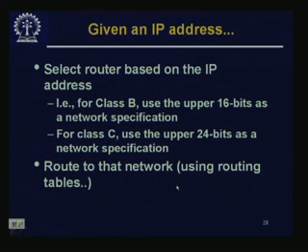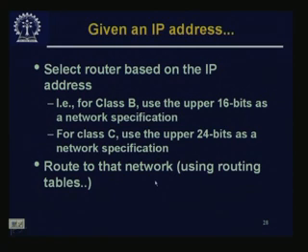So, how do packets get to the other end? Select router based on the IP address, that is for class B use the upper 16 bits as network specification, for class C use the upper 24 bits as network specification, and so on. Naturally, for class A just look at the first 8 bits. Route to that network using the routing tables as we have seen. So, depending on whether it is a class A, class B or class C, you use 1 byte, 2 bytes or 3 bytes as the network address, and route to that network using routing tables.